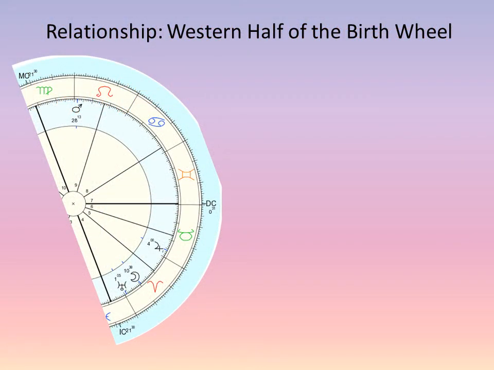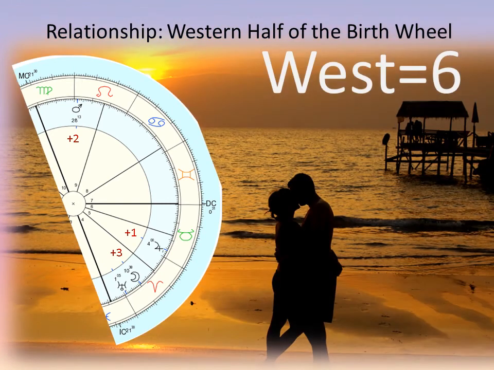Then we go to the western half of the birth wheel, and that has to do with relationships. So we add that one up, and it equals 6. So it's less than the east. So maybe Harvey in his chart is supposed to move away a little bit from the relationship and be into more what he can accomplish on his own. It's not to say he can't have one, but more weight is placed on the other hemisphere.